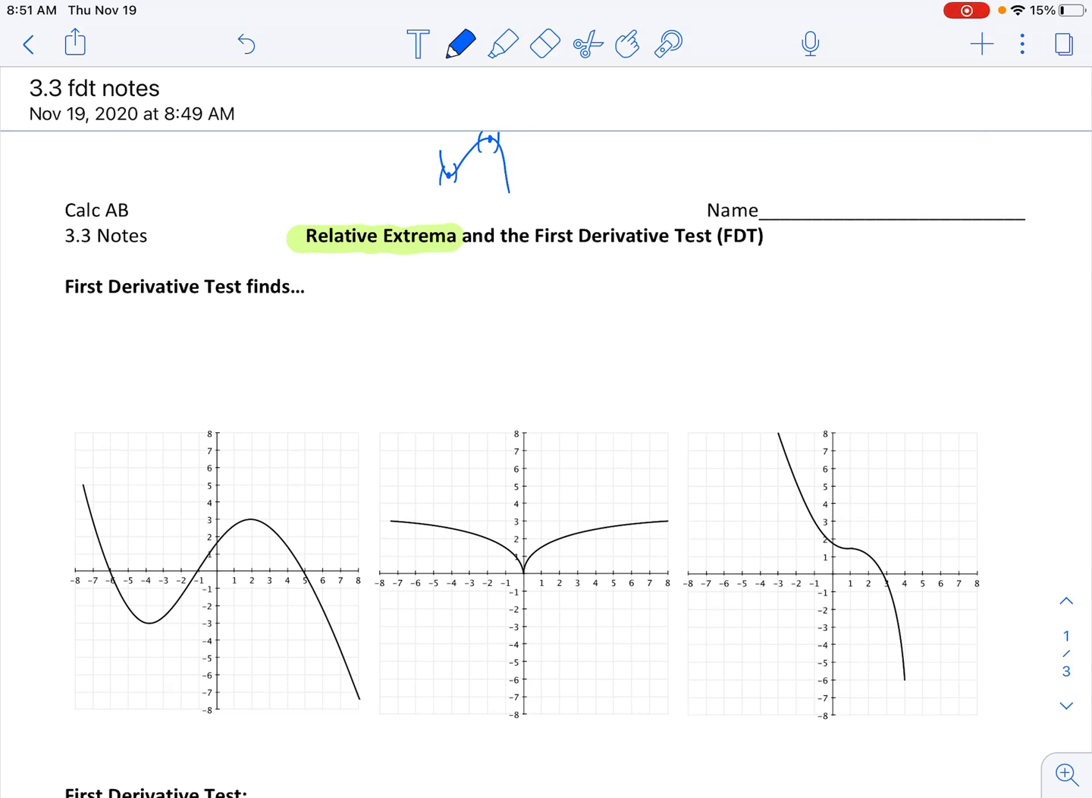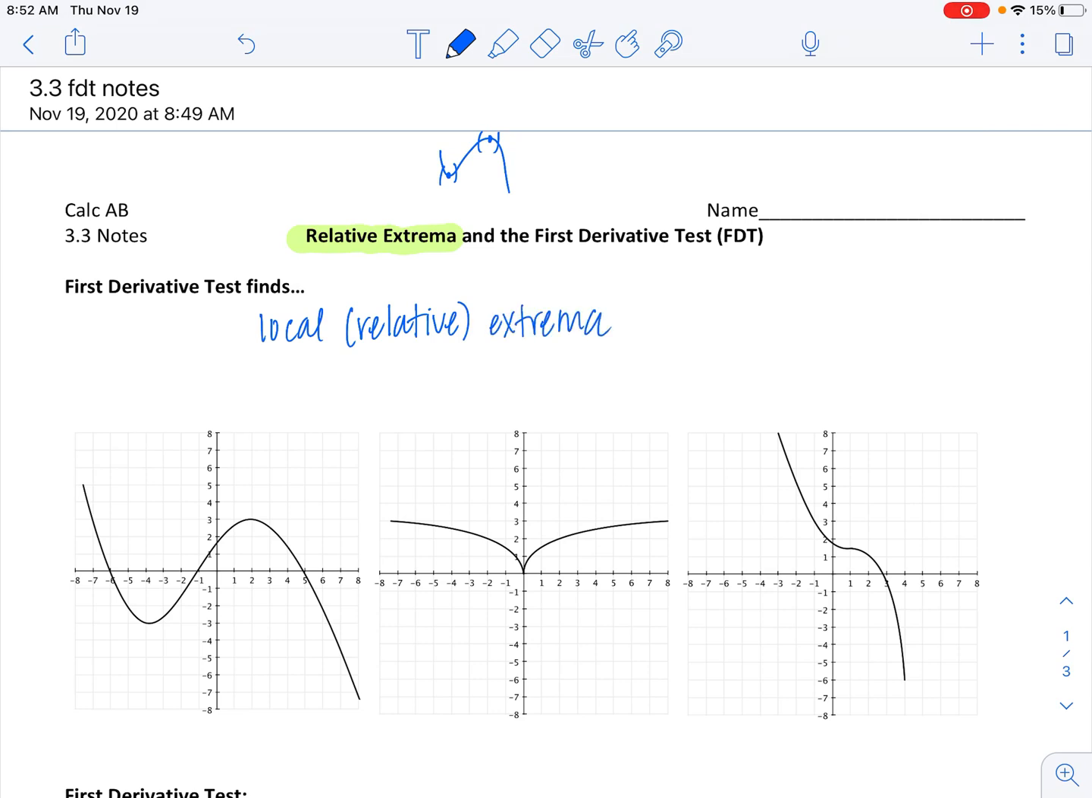So this particular test that we're doing today is called the first derivative test, which is exactly what it describes. We're using the first derivative to test where we have relative extrema. So that's what this test finds, okay? Remember that relative and local are interchangeable words.